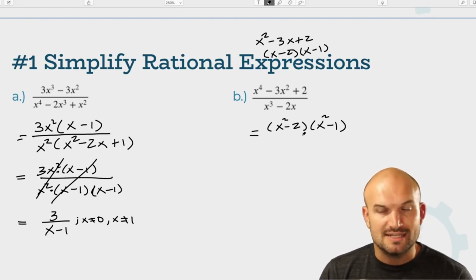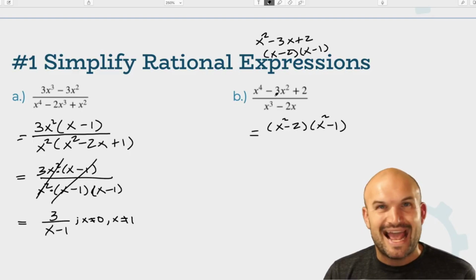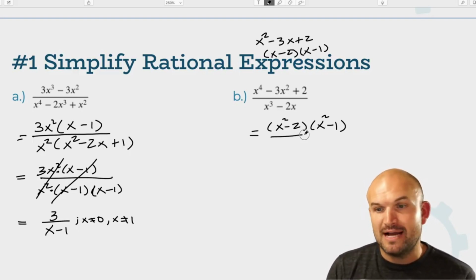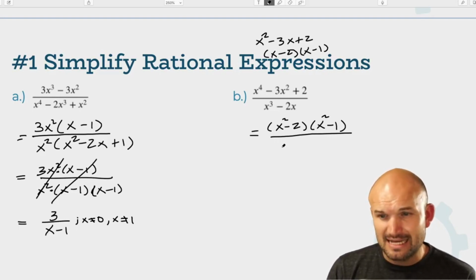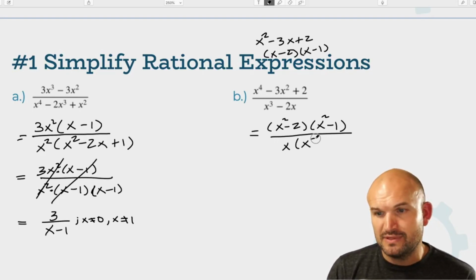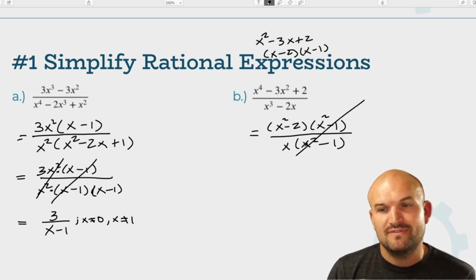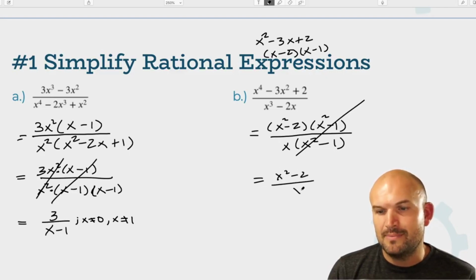So it still works. And if you do the middle terms, they're going to add to give you a negative 3x squared. Now in my denominator, I have another binomial. But I recognize they have an x in common. So I'm going to factor out the x, and that's going to leave me with an x squared minus 1. And again, in this case, you can see that those are going to divide out. So that's just going to leave me with an x squared minus 2 divided by x.